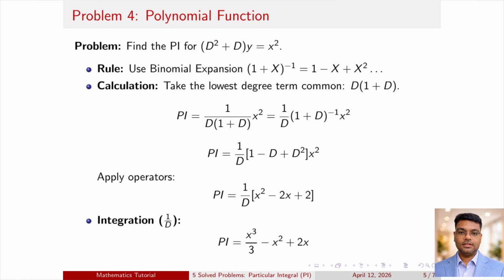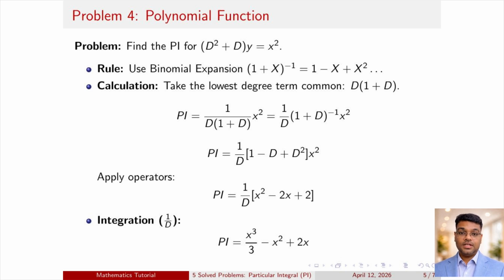To find the particular integral for D squared plus D applied to y is equal to x squared, we apply the binomial expansion: 1 plus x whole power minus 1 is equal to 1 minus x plus x squared minus, and so on. Now take the lowest degree term common, D common, so we get D multiplied by 1 plus D. So the particular integral becomes PI equals 1 divided by D multiplied by 1 plus D applied to x squared. Now rewrite it as PI equals 1 divided by D multiplied by 1 divided by 1 plus D applied to x squared. Next, apply the expansion.